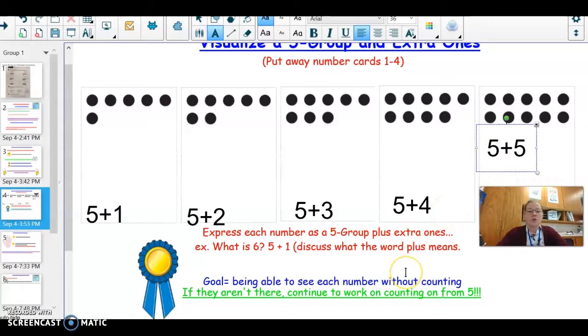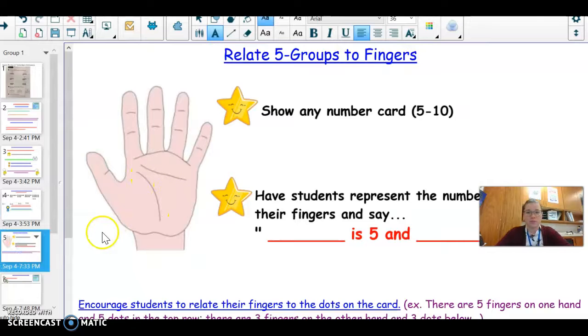All right, so as you can see down here, I wrote that the goal is being able to see each number without counting all of them. So, and if that's too hard for you, that's okay. You can just count each one. So the strategy we're working on is looking at the 5 group and seeing those extra ones and trying not to count them all. And it's okay if you have to. Everybody's different. Different is good.